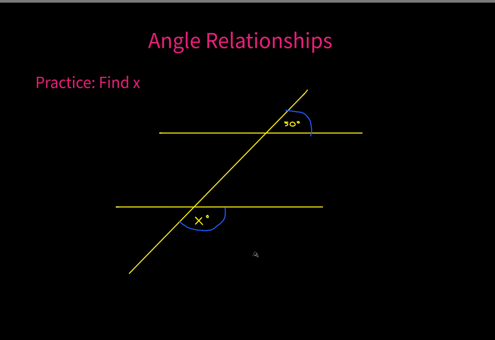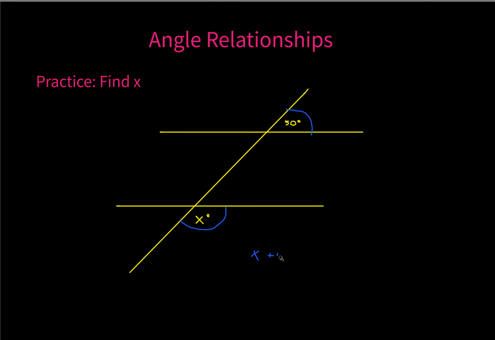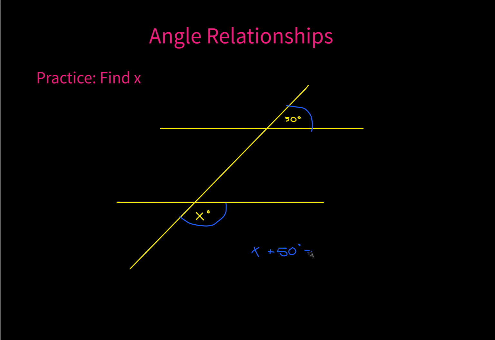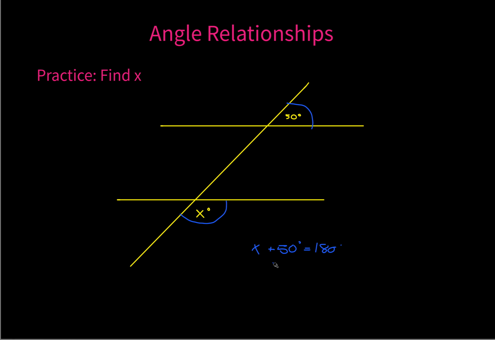So we're going to write that equation out now. X plus 50 degrees equals 180 degrees. Now, when we subtract 50 degrees, we are able to find that the measure of angle X is 130 degrees. Alright, that has been different angle relationships and a common way to apply those different relationships to determine the measure of an angle involved in a collection of two parallel lines and a transversal.